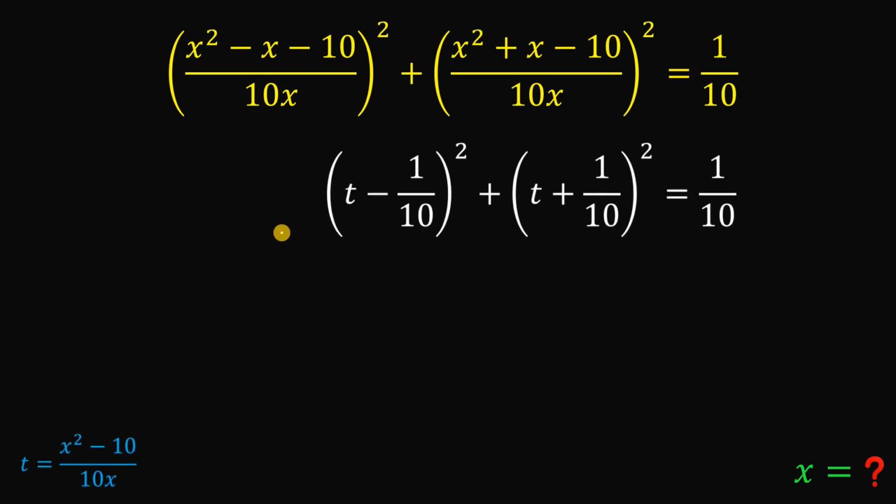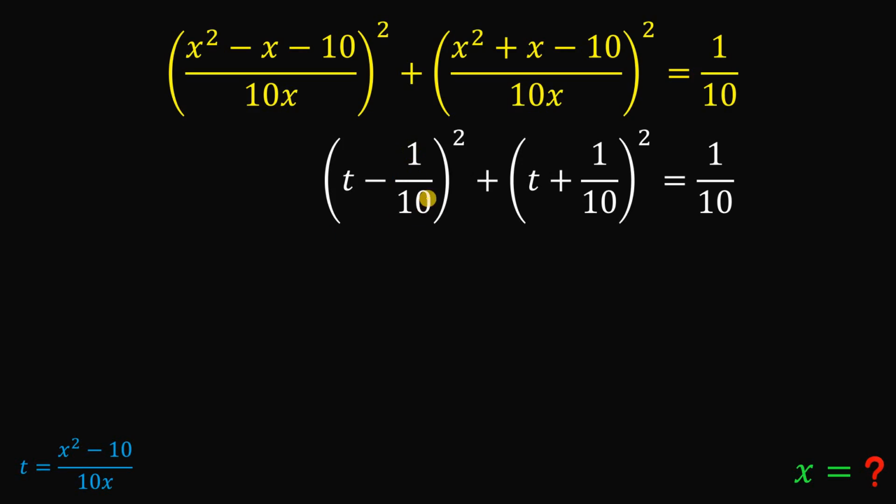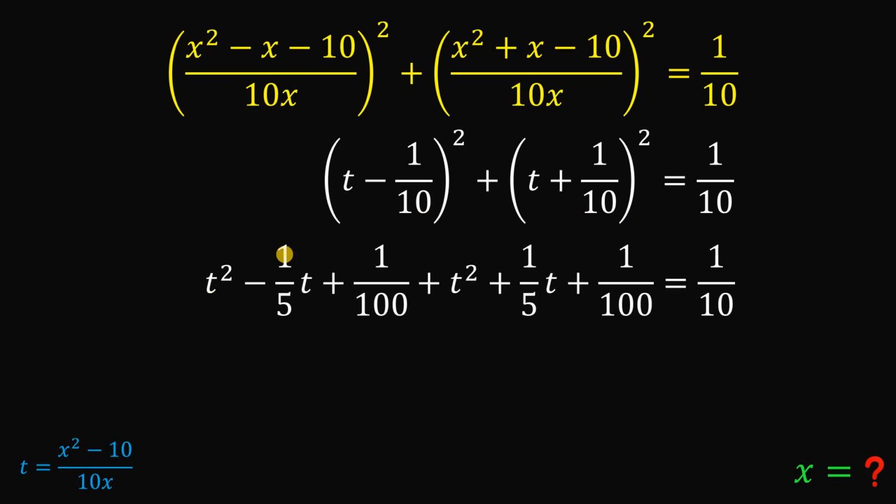So let's focus on this and expand (t minus 1 over 10) squared and (t plus 1 over 10) squared. So t squared minus 1 over 5t plus 1 over 100 plus t squared plus 1 over 5t plus 1 over 100. Now combining like terms, this will give us 2t squared. We eliminate negative 1 over 5t and positive 1 over 5t. And then 1 over 100 plus 1 over 100 is 2 over 100. Now, 2 over 100 is simply equivalent to 1 over 50.